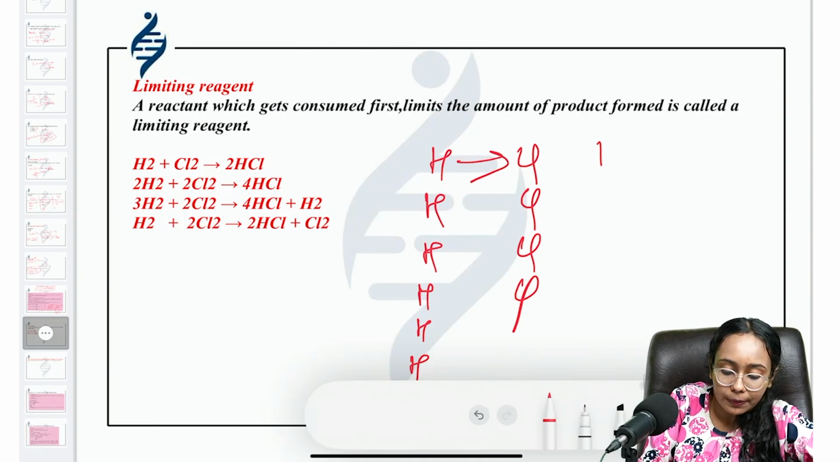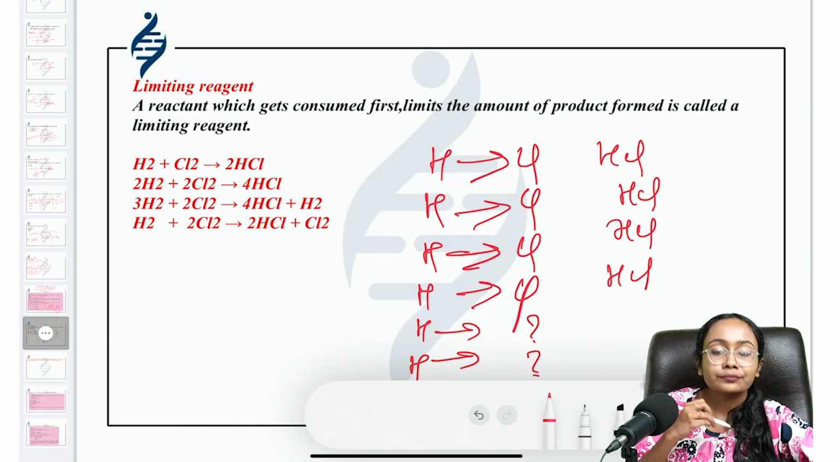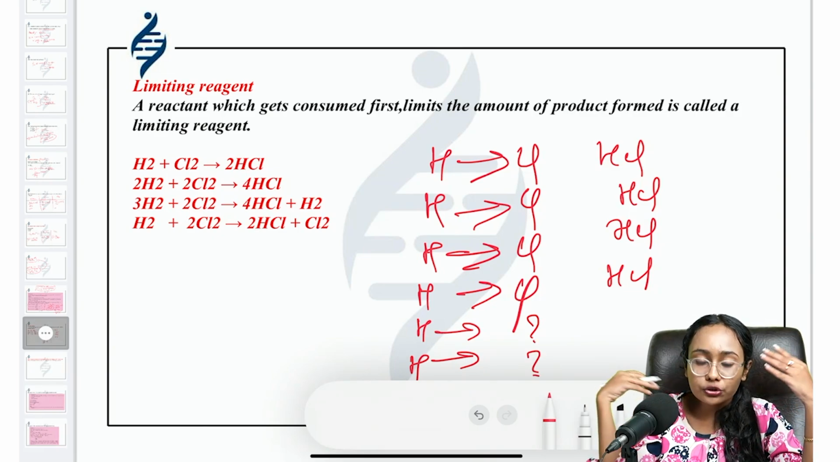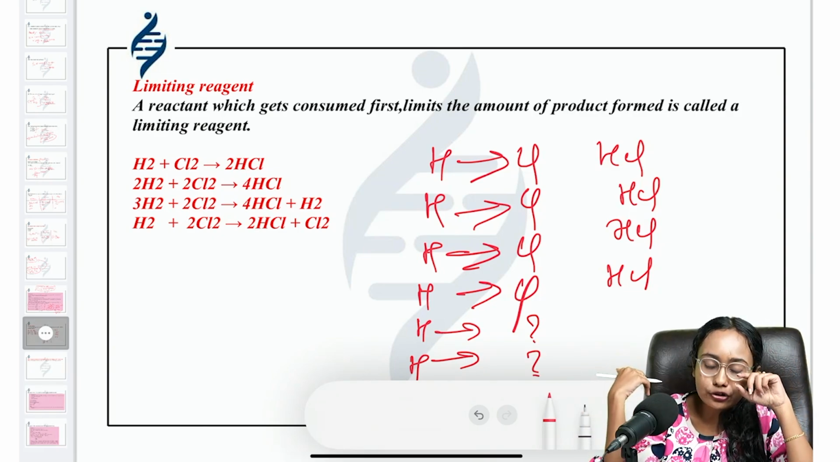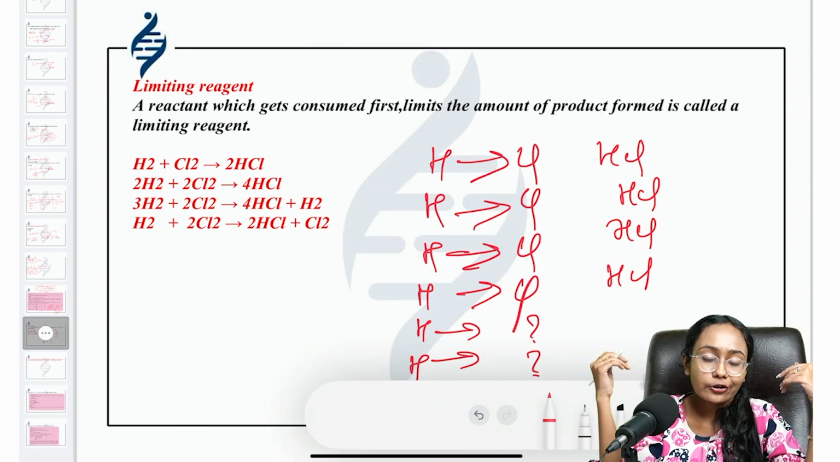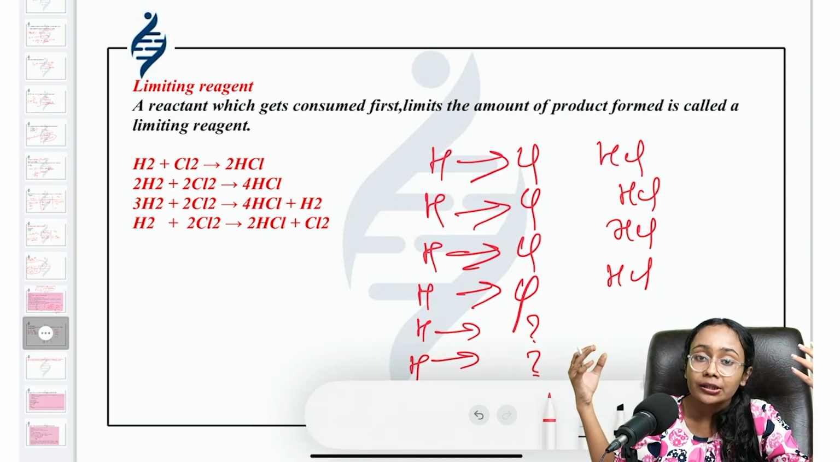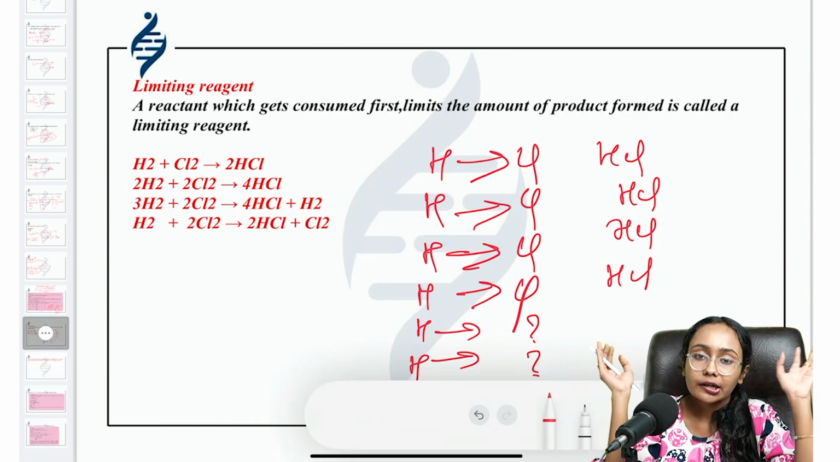This H and Cl combine to form HCl. This H and Cl combine to form HCl. Likewise HCl, this also HCl. What about these two hydrogen atoms? Is there enough chlorine to react with the remaining 2 hydrogen atoms? No, there is not enough chlorine to react with 2 hydrogen atoms. So the limiting reagent in this reaction is chlorine, because it limits the amount of product formed, or it's a reagent that is completely used up in a reaction.